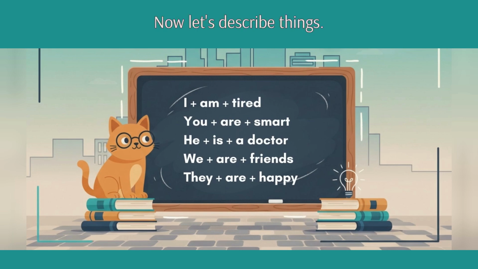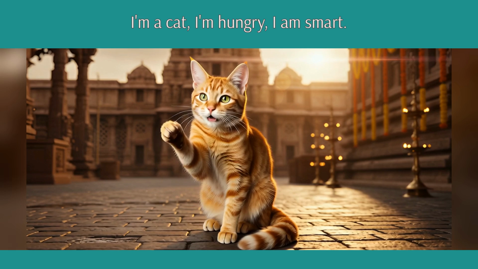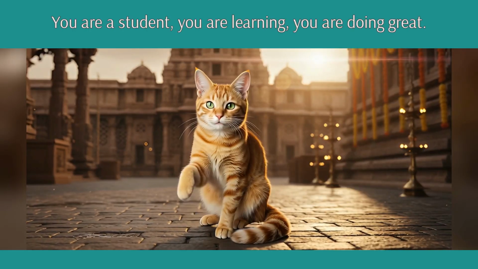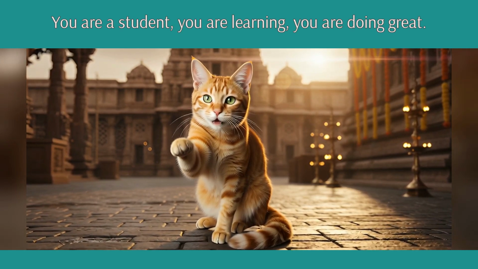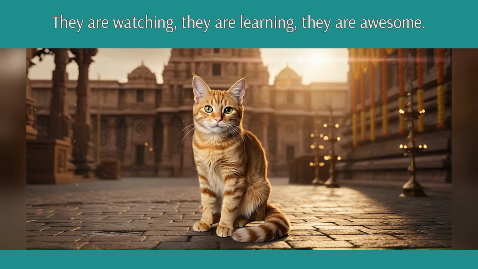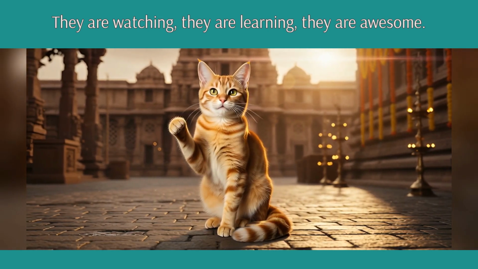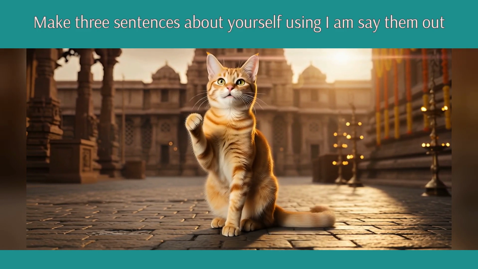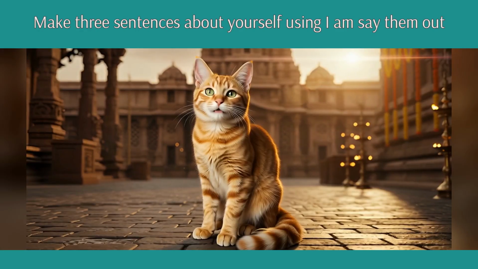Now let's describe things. I am a cat. I am hungry. I am smart. You are a student. You are learning. You are doing great. They are watching. They are learning. They are awesome. Your turn. Make 3 sentences about yourself using I am. Say them out loud.